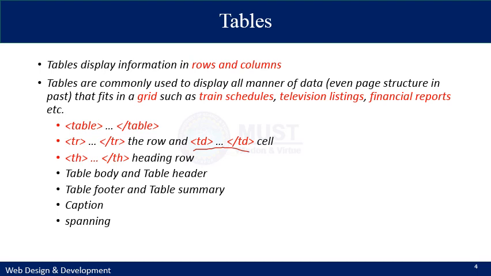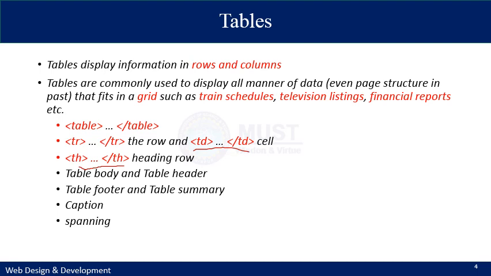A table can be divided into multiple parts such as table header, table body, and table footer. The table header is marked with TH, and there can be a number of rows in the table header. For example, you can specify one row in the table header and specify the values using the TH. So these values will have different styles than the rest of the table.